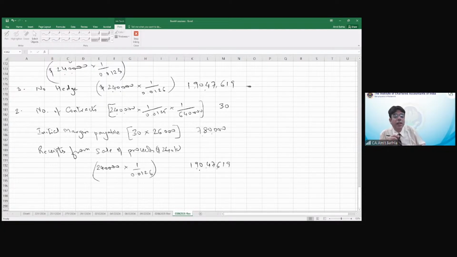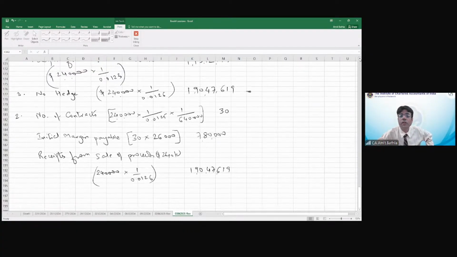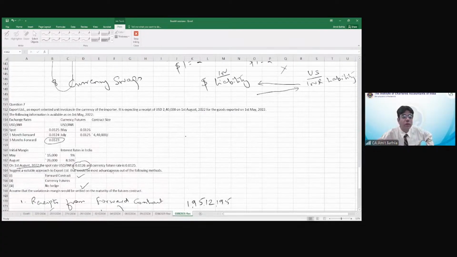I need to check if there is any variation which is going to happen. Is there any variation happening in the futures margin? Check. What is the future currency future rate? Can you see this? 0.0125. And what is the rate at which you started converting your contracts? Same. So is there any fluctuation over here? There is no variation which has to be adjusted. Are you with me? Yes, sir.